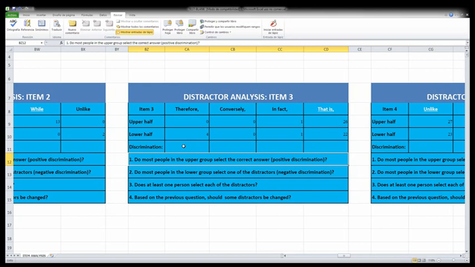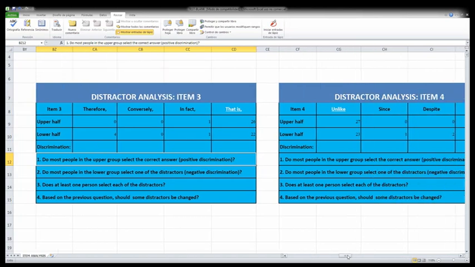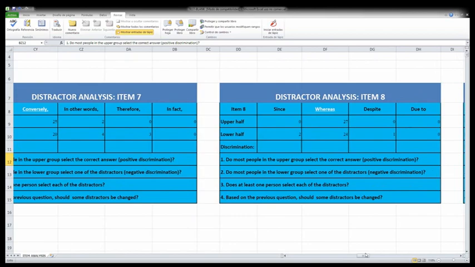And another question is, does at least one person select each of the distractors? Remember that if nobody selects a particular distractor, then it's useless, and you probably need to modify it or replace it with something that is more attractive for at least one test taker. And then number 4, based on the previous question, should some of these distractors be changed because they are not working? Okay, so this is your working file.